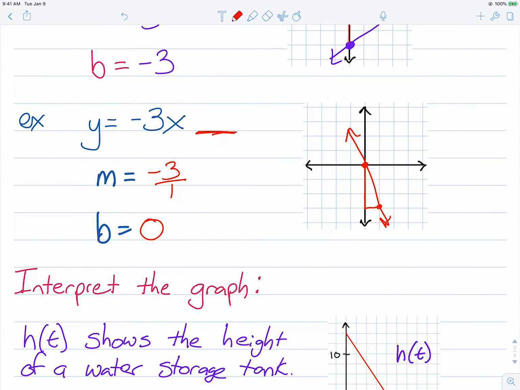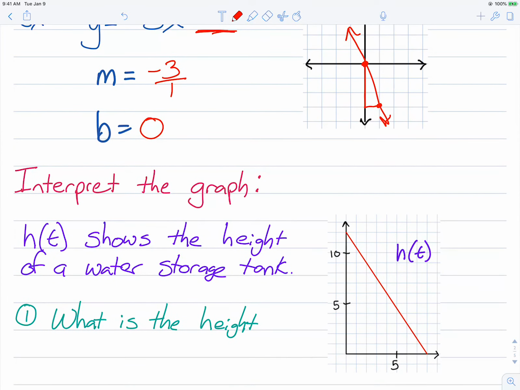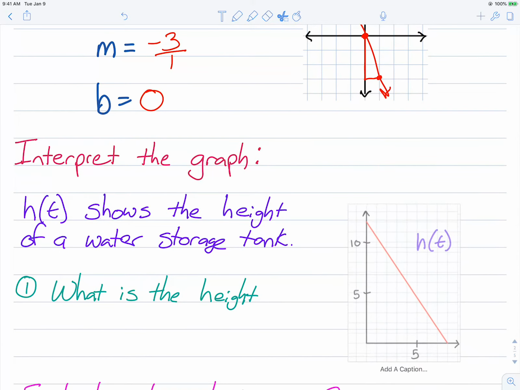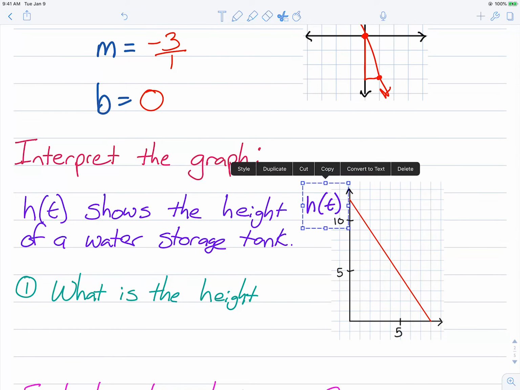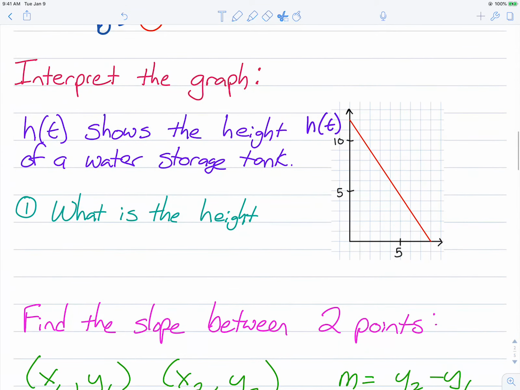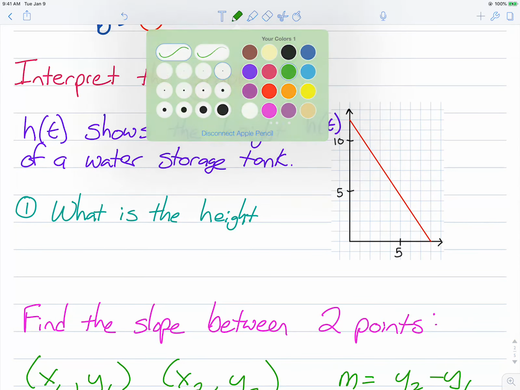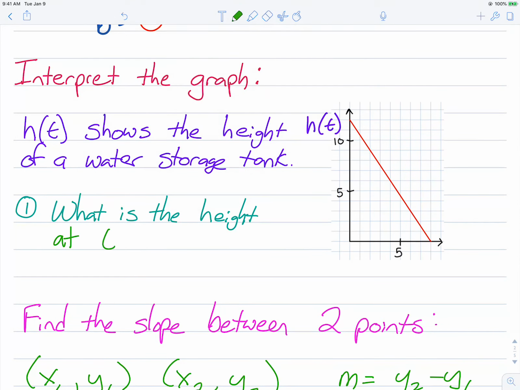Okay, now interpreting a graph. We're not just going to graph lines. We're also going to say, what are they telling us? Let's just say that h of t, which is that graph right there, shows us the height of a water storage tank. So we have water being stored in a tank. And we want to know what is the height at t equals 0. So at the beginning.